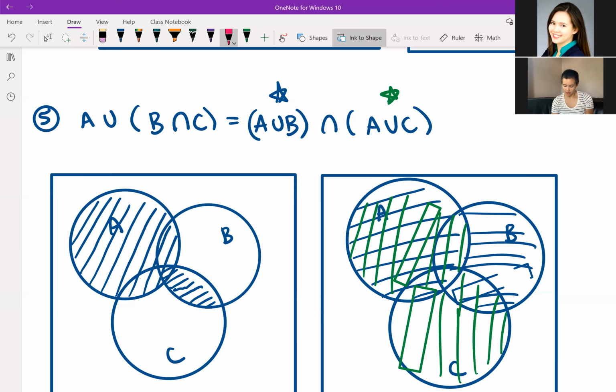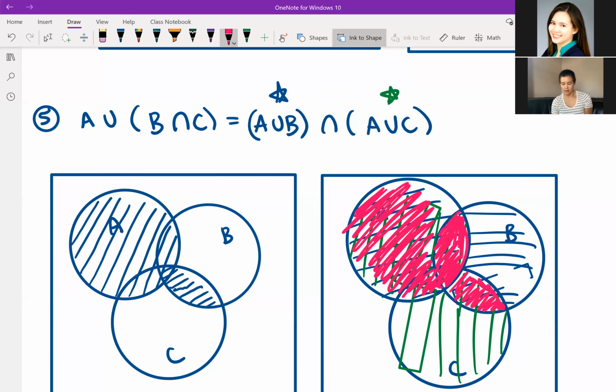So we can see this is shaded with both blue and green. This is shaded with both blue and green. And also B intersect C is shaded with both. So we can see here that A union, the quantity B intersect C, is the same thing as A union B intersected with A union C.